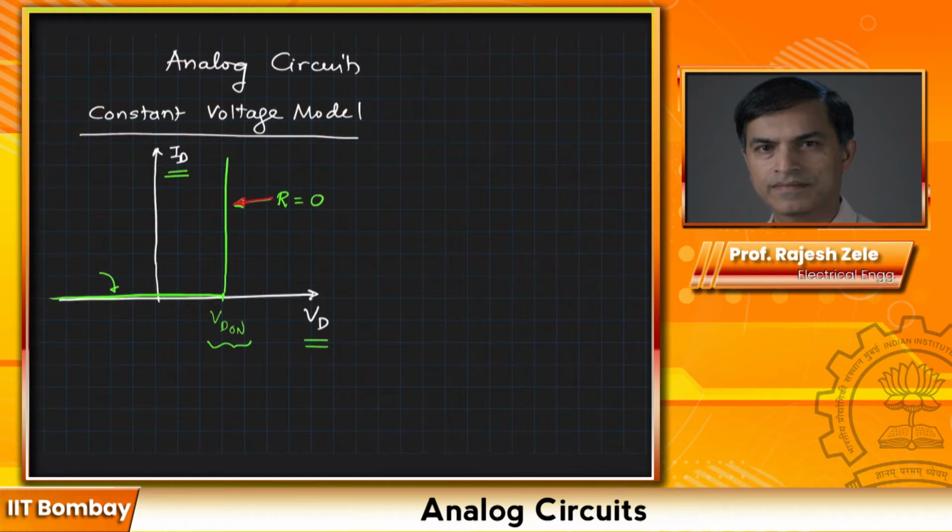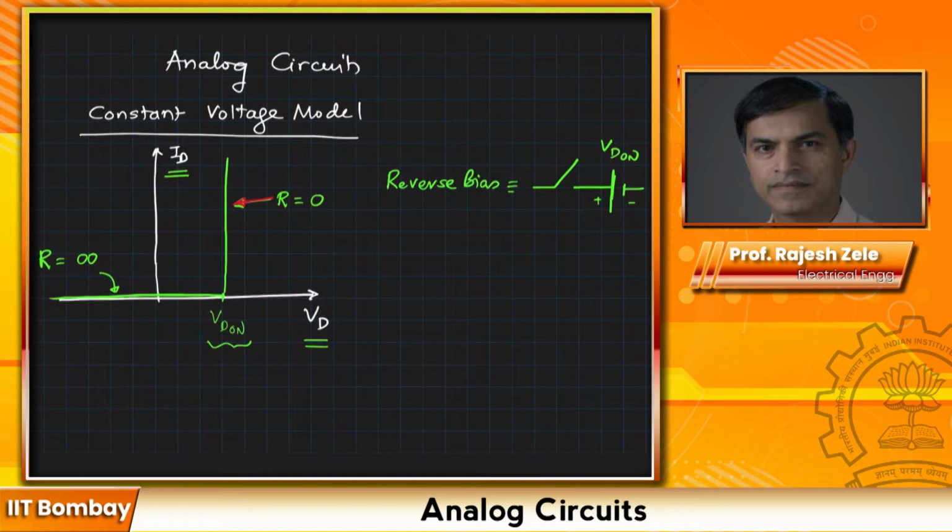Similarly, you can analyze what is the resistance of the diode in this region when VD is less than VD on. In this case, what we are saying is that ID is equal to 0 no matter what delta VD is below the VD on value. So in this case, the resistance of the diode is going to be infinite. So the model looks like this. For reverse bias, it looks like a switch with VD on, plus minus.